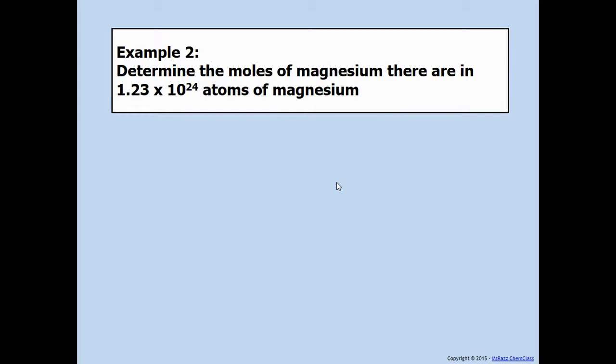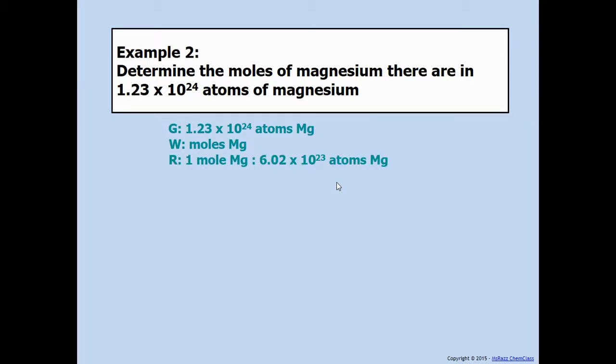It says determine the moles of magnesium there are in 1.23 times 10 to the 24 atoms of magnesium. What's given? 1.23 times 10 to the 24 atoms. What do we want? We want moles of magnesium. What is our ratio? We know 1 mole of magnesium is equal to 6.02 times 10 to the 23 atoms of magnesium. If you have the word mole, it's going to be this number of atoms in this case.